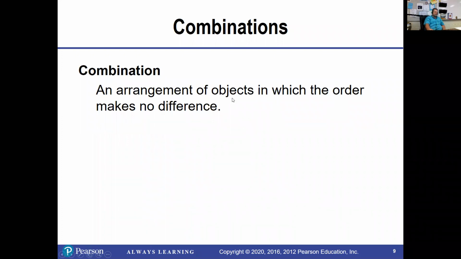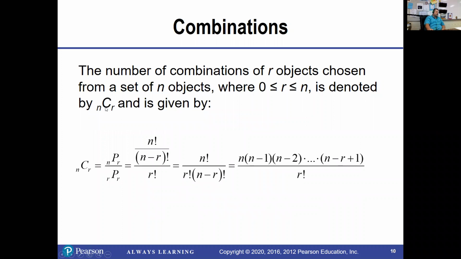All right, combination. An arrangement of objects in which the order makes no difference. Okay, so like the lotto, if you get the numbers in whatever order, you still win. Your ice cream cone, it doesn't matter what order the ice cream is in. So the number of combinations of r chosen out of the n. Okay, so how do I find this?